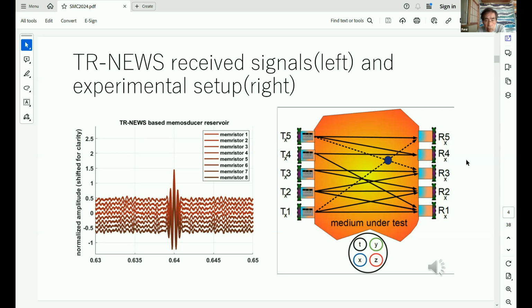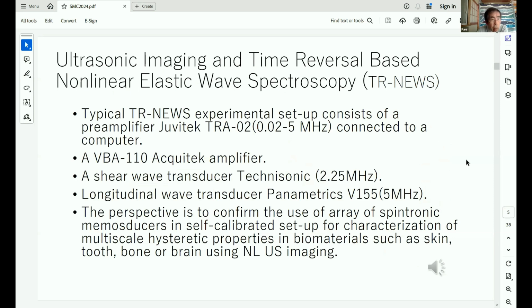Next slide, please. Oh, I cannot move the slide.